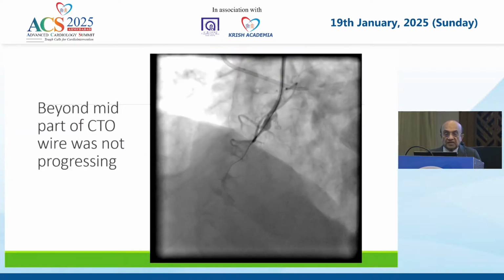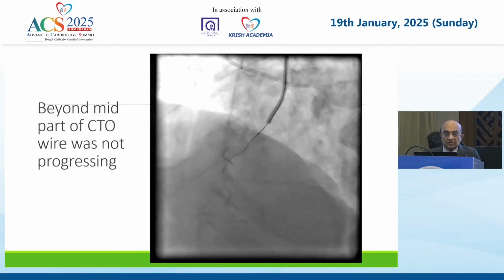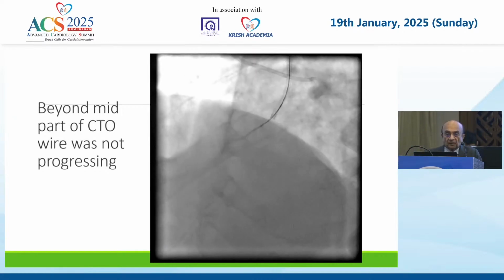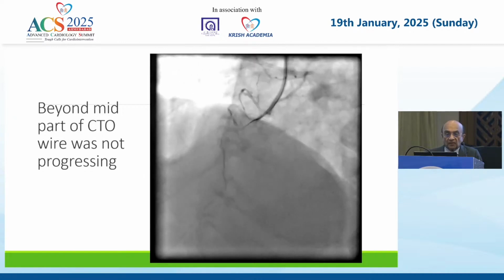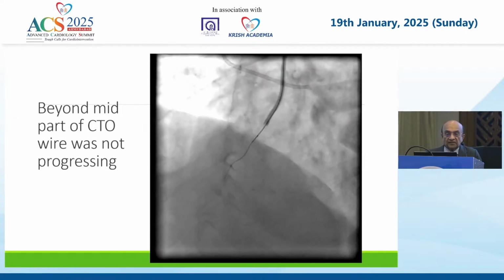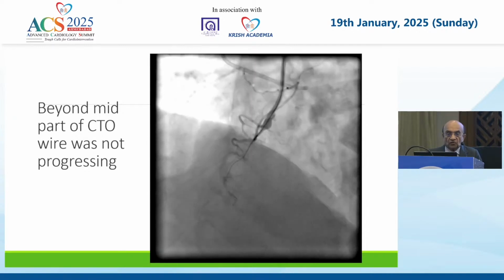All right, so now I'm showing you the same case. Here we see that the proximal artery is very adequately cannulated, and I have used the wire, and this wire, having entered up to a certain distance, is not able to cross any further.